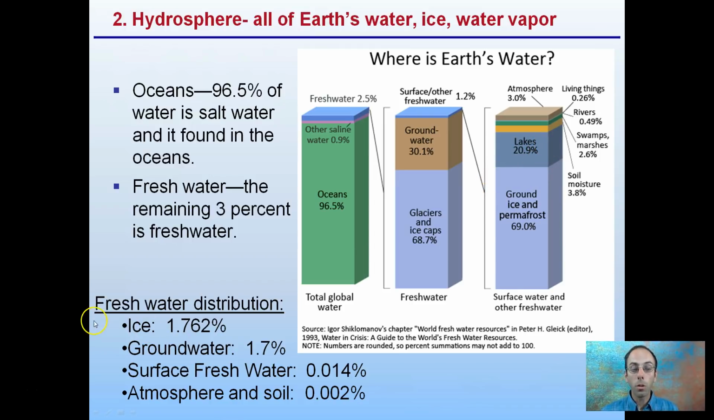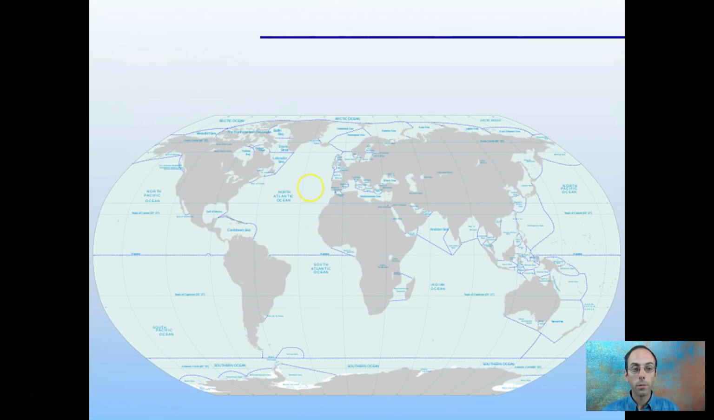The freshwater distribution, as you can notice here, shows it's a very limiting resource. Ice is about 1.762%, groundwater is the next most abundant, and surface freshwater is a very small percentage of the total hydrosphere. Atmosphere and soil is an even smaller percentage than that. This is why the world is so concerned with not only the amount of water we have, but really the amount of fresh water we have access to, because the vast majority is locked up in oceans, which is salt water, not really usable for both human consumption and also to grow plants.